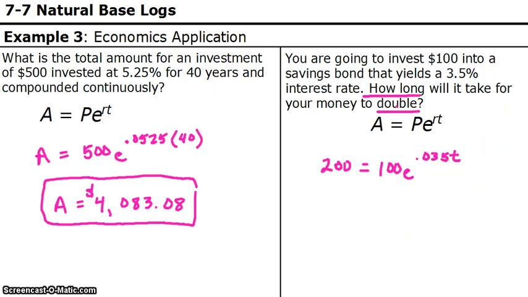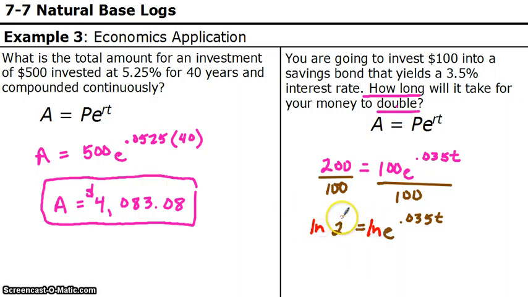So let's solve this out. It's like one of the problems on a couple pages ago. So I'm going to start by isolating the e to the power. So I'm going to divide this 100 out. So 2 equals e to the 0.035t. Okay, now it's time to cancel out that e. So I'm going to use the ln, natural log, to cancel that out.